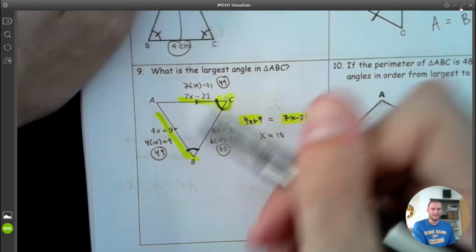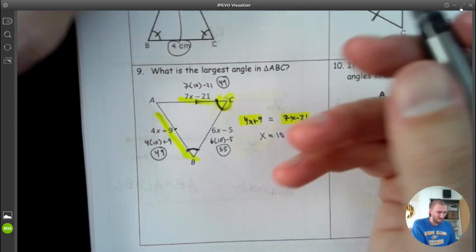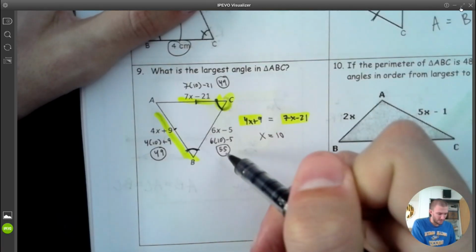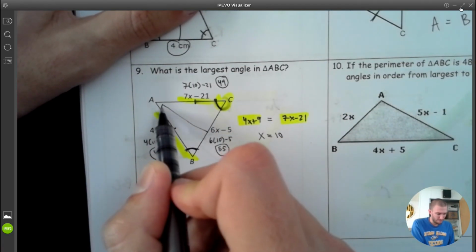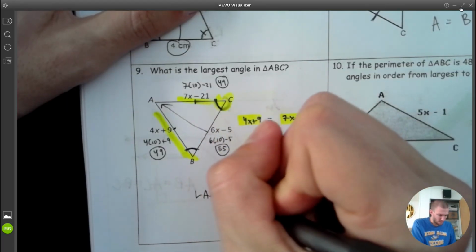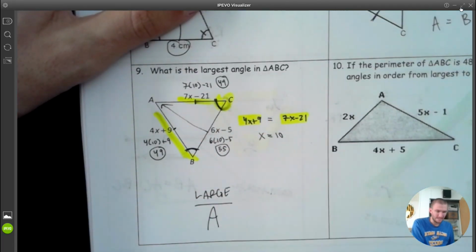Now, I already knew that these two were going to be the same. I already had kind of figured that out. It's 49, 49, and 55. So what is the largest angle? It would be this one. The largest angle is angle A.